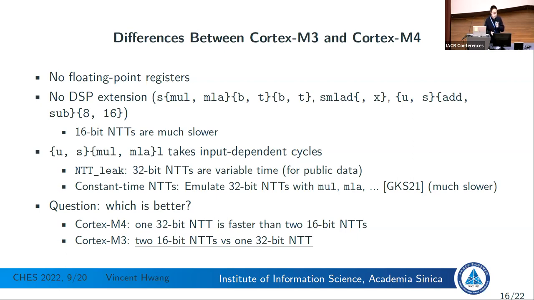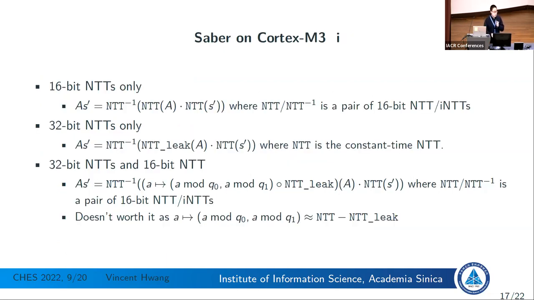Now the question is that on Cortex-M4, we know that 32-bit NTT is much faster than two 16-bit NTTs. And on Cortex-M3, since both arithmetics are degraded, we want to know which is better. We'll look at the first two items. The NTT in the first item refers to a pair of 16-bit NTTs. So this is an overview of the computation. As for the 32-bit computation, for the matrix A, we apply NTT, which is a native 32-bit computation. And for the secret S and the inverse NTT, we apply the constant-time 32-bit NTT, which uses the emulated 32-bit arithmetic.